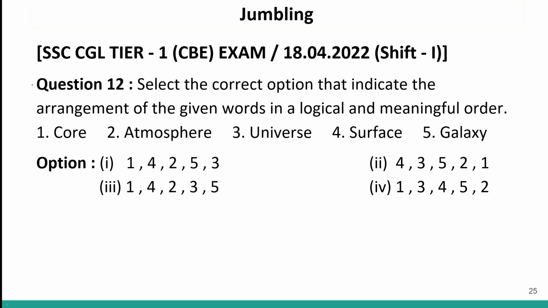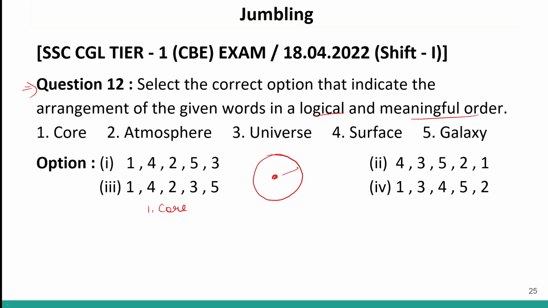Okay. Now, question number 12. Again, we have to arrange it in logical and meaningful order. So core, atmosphere, universe, surface, and galaxy. Now, if you see, this is the earth, right? We have a core here, right? So the first thing we'll have will be a core.